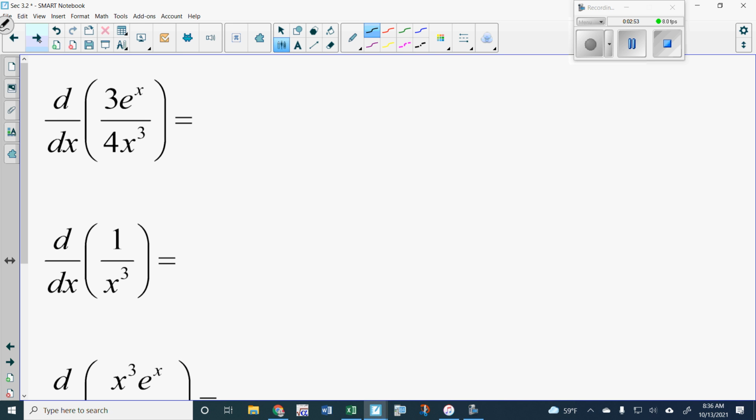You try this one. 3e to the x divided by 4x cubed. Down D up minus up D down all over down down.